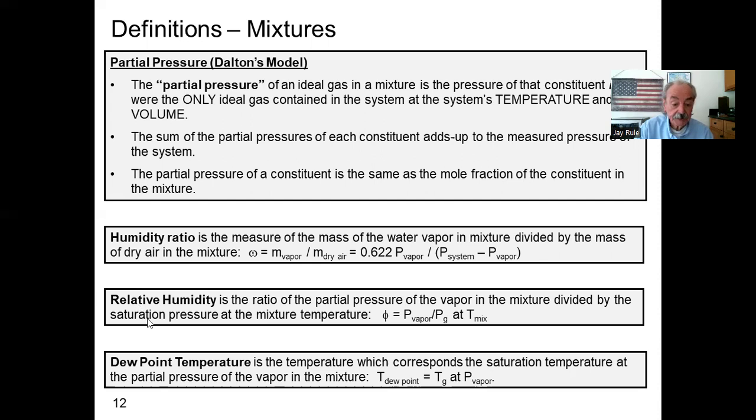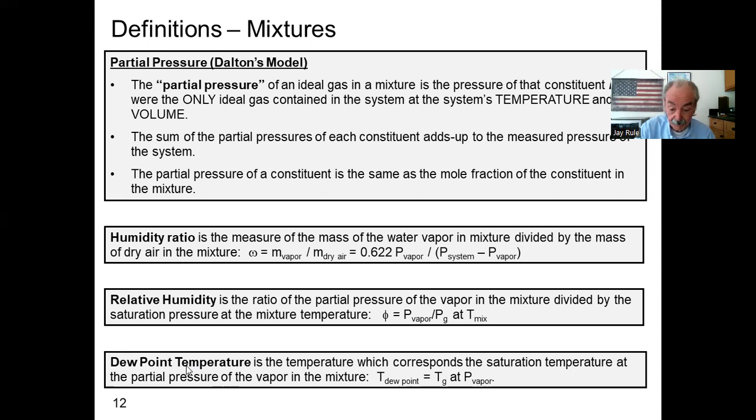Another important definition, relative humidity. Remember how relative humidity, Greek letter phi, is defined. Phi, relative humidity. It's a ratio of partial pressures. It's the partial pressure of the vapor divided by something you look up in the steam tables, PG, the saturation pressure of H2O at the temperature of the mixture. That's the definition of relative humidity that you have a pretty good physical feel for.